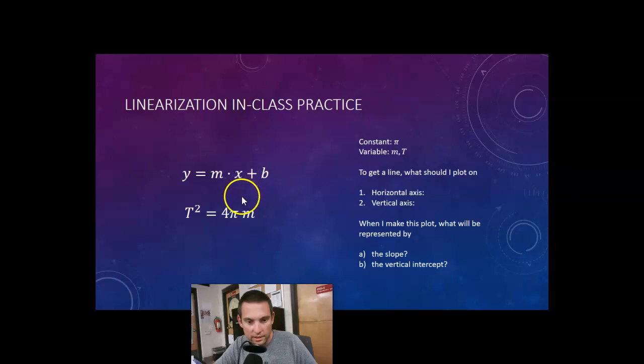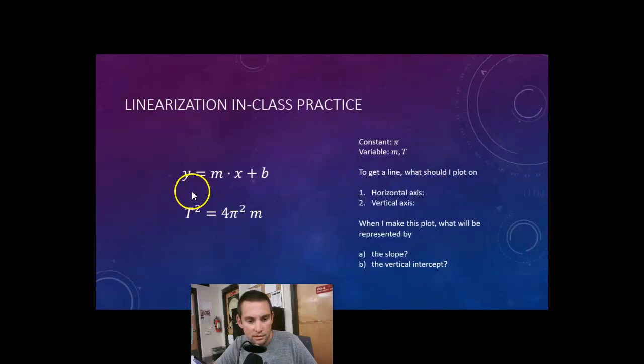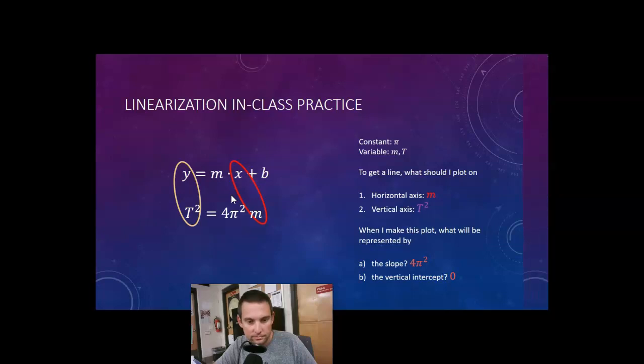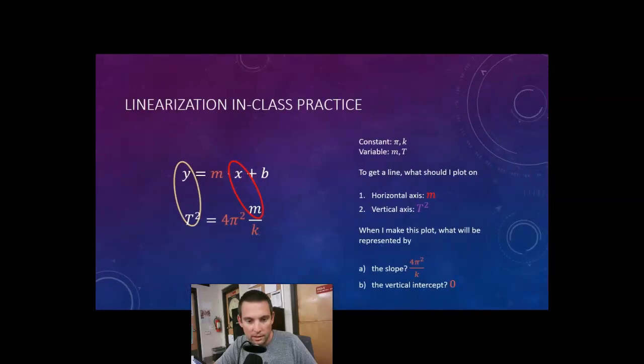Looks like on the x-axis I would put the m, and my slope would be 4 pi. t squared equals 4 pi squared times m. Our slope will be represented by 4 pi squared. The slope here is going to be 4 pi squared over k.